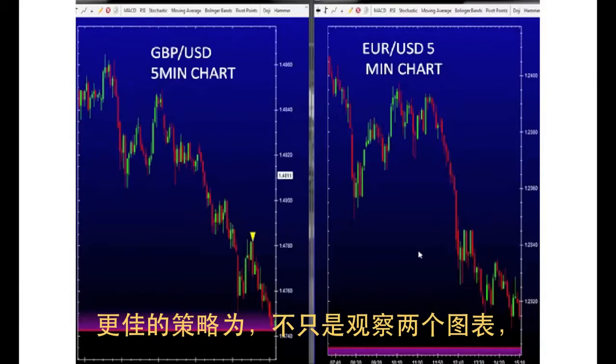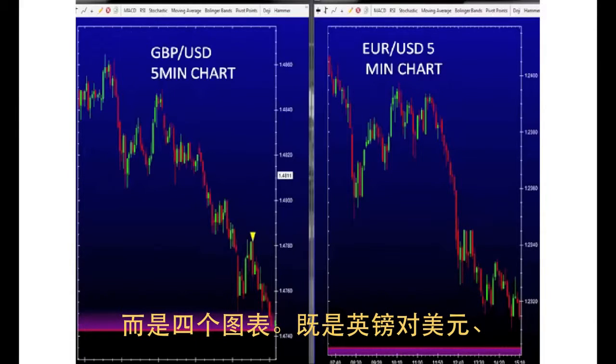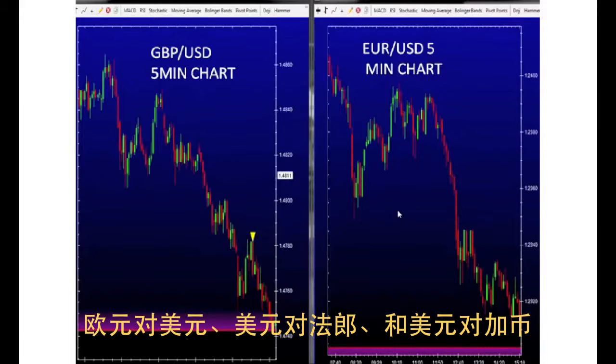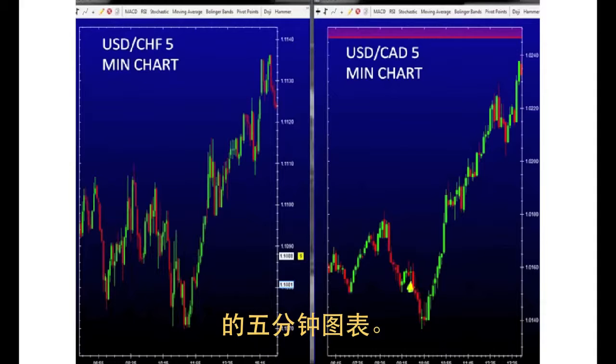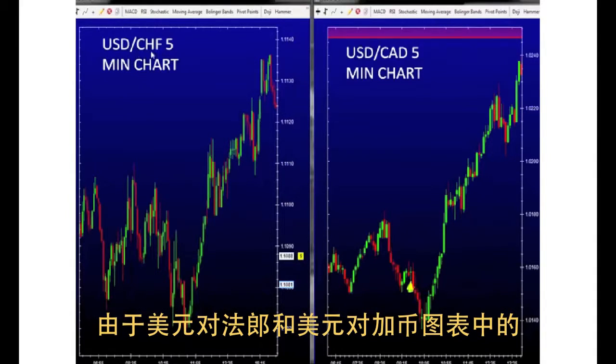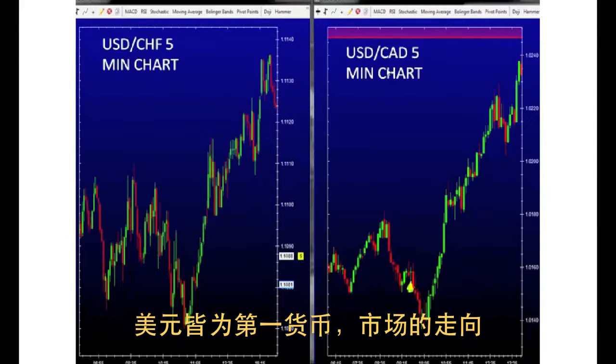And for an even better confirmation, instead of just using two different charts, we can use four. The British pound dollar, euro dollar, 5-minute charts. Also, we can add the US dollar Swiss franc, which will be reversed because the US dollar is first and the Swiss franc is second. And the US dollar Canada, also 5-minute chart.